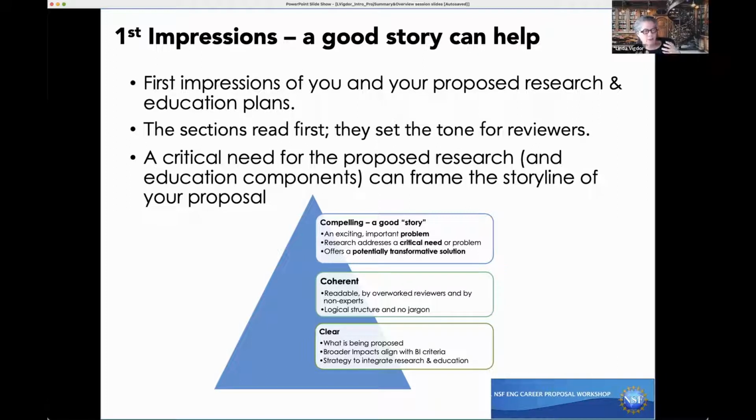And then it's clear. It really is important that it is crystal clear what's being proposed. And that seems obvious, but I have read proposals where this is not true. As the reviewer, I don't want to have to figure out what's being proposed. It's also important that the broader impacts actually align with what NSF expects as broader impacts. They have certain things that they're interested in. Broader impacts aren't just anything, so you do need to line that up. And then there needs to be a strategy to integrate the research and education, and that should be clear as well.